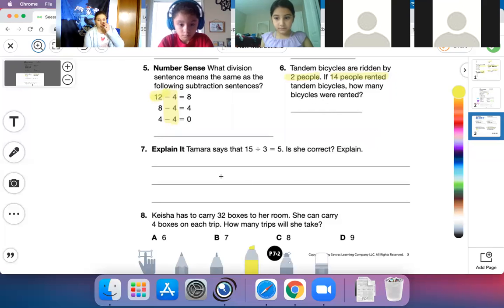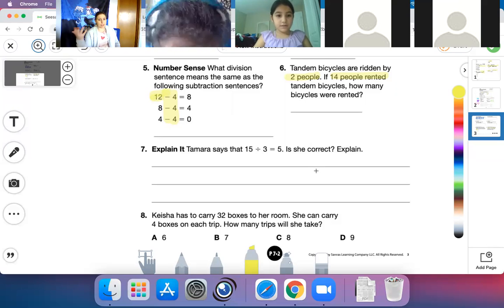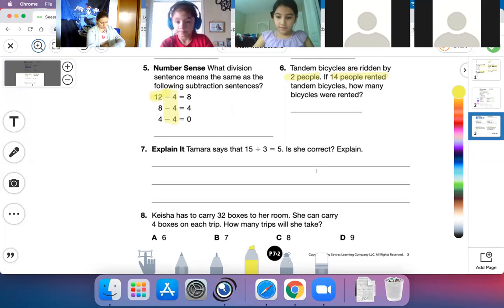Okay. All right, number 7. Tamara says that 15 divided by 3 is 5. Is she correct? And explain. So yes, she is correct, because 5 times 3 is 15, or whatever reason you use. Or no, she is not correct, because 15 divided by 3 is actually what number? Okay, so that's up for you to decide and write an explanation.